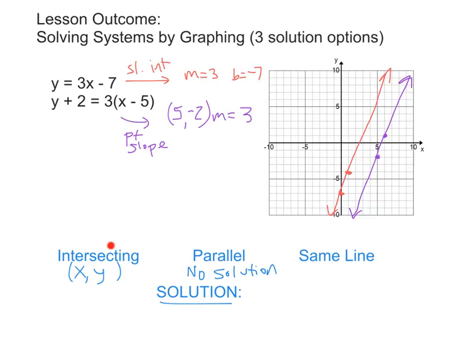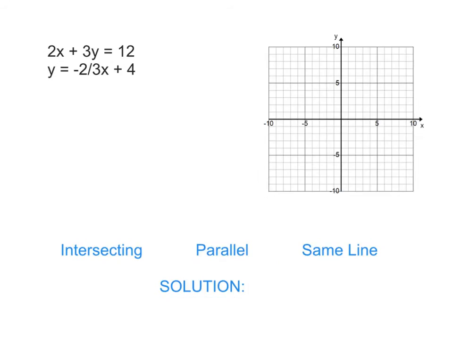So we have intersecting lines that have one solution point when the 2 lines cross. We have parallel lines, which means there is no solution. And then we're going to look at one more example. What happens if, when we graph our lines, they are the same line? Let's look at the next example. Okay, so let's take a look at this next example.